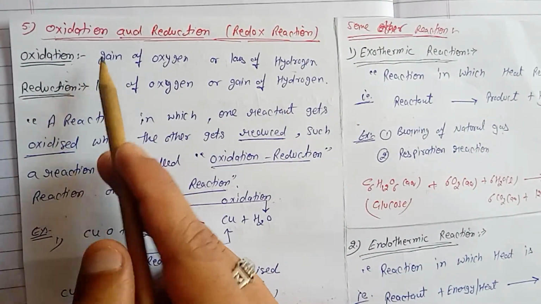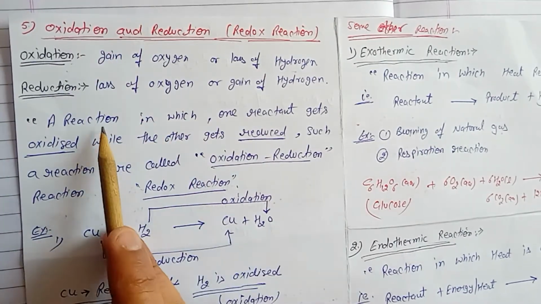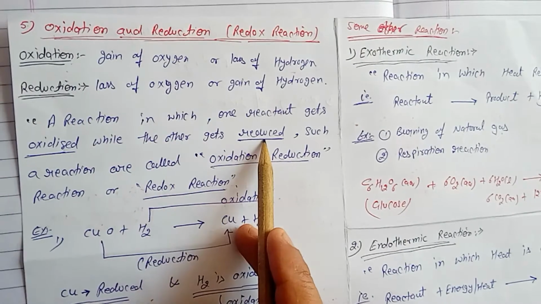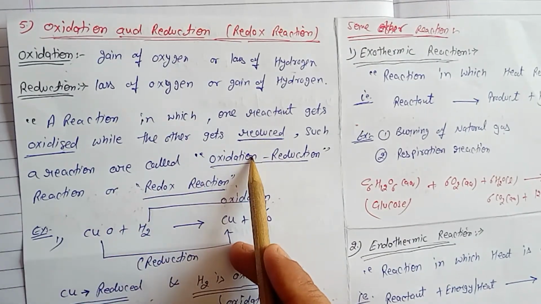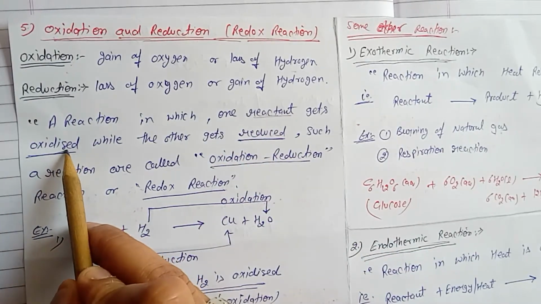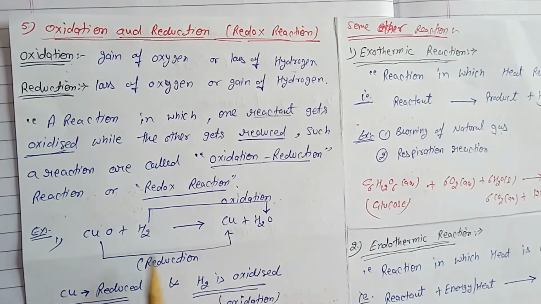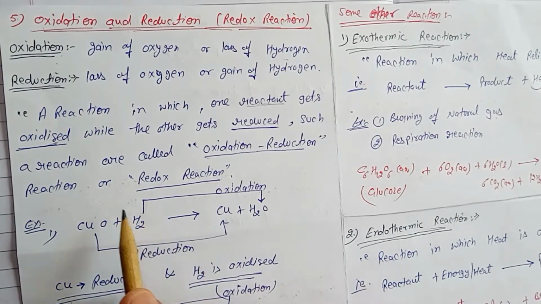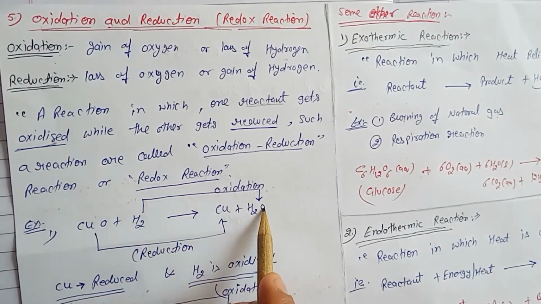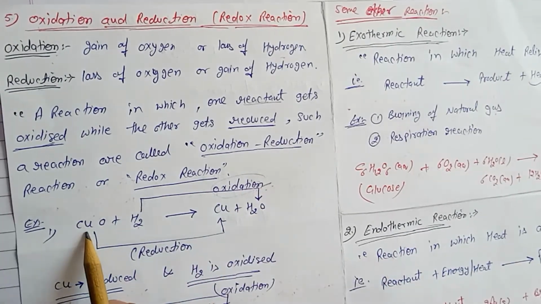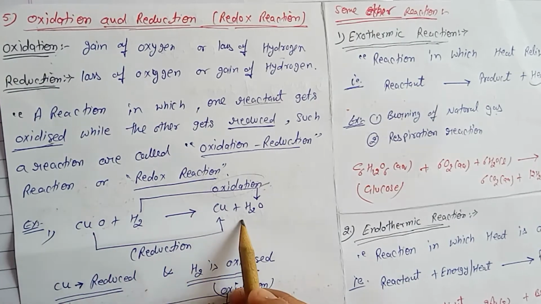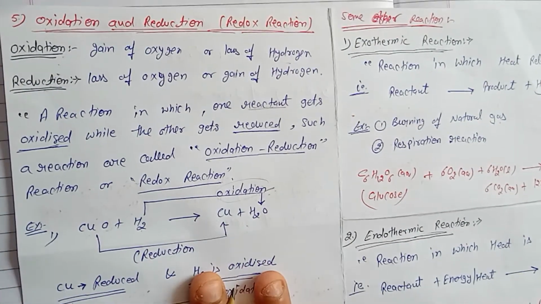So according to this, a reaction in which one reactant gets oxidized and the other one is reduced is called an oxidation reaction. Oxidized means it gains oxygen. For example, in the given equation, hydrogen gains the oxygen, so it is called oxidation. And the copper oxide, copper has lost its oxygen, so it is called reduction.